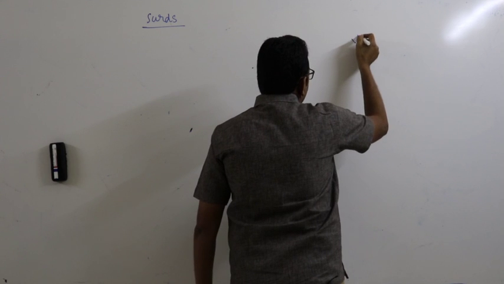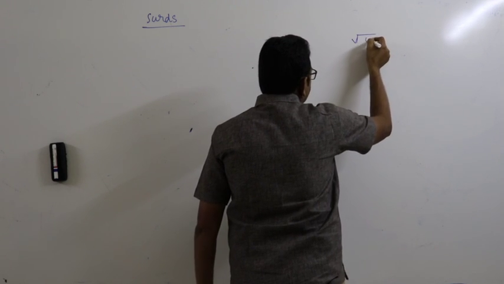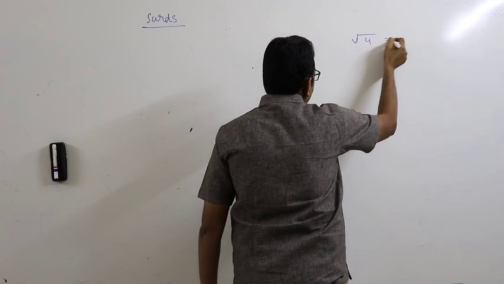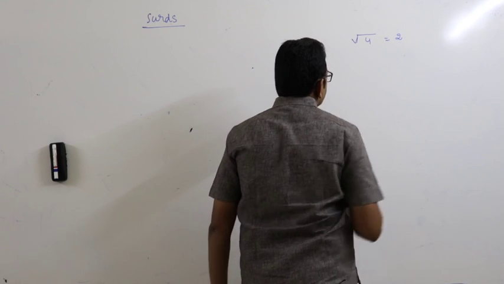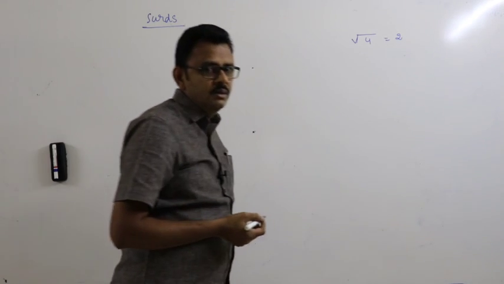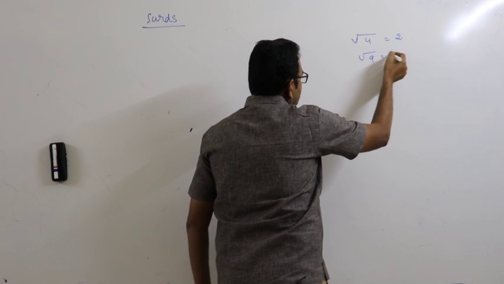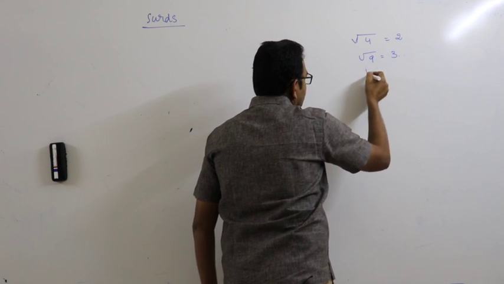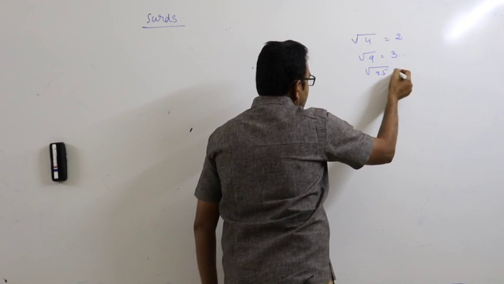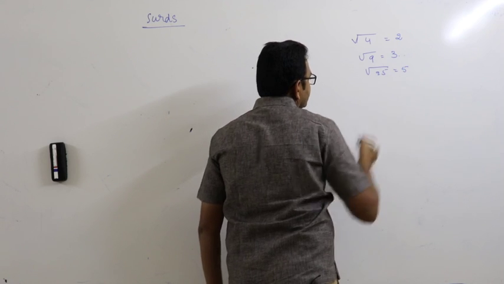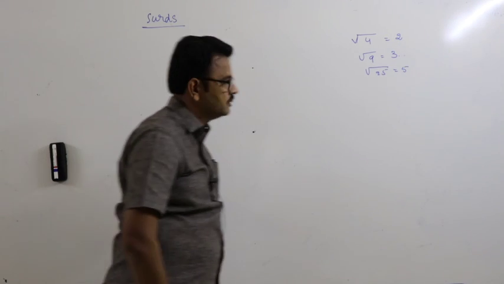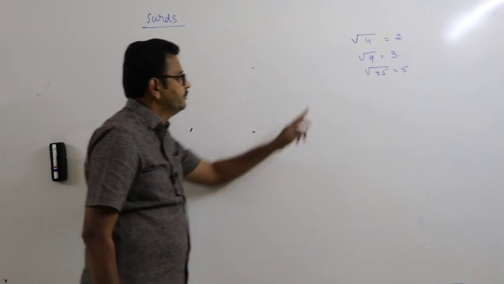So the square root of any number is always positive. Root 4 is plus 2, not minus 2. Root 4 value is 2, and root 9 value is 3. Root 25 value is 5. Minus 5, that is wrong. Root of 4 value is 2.